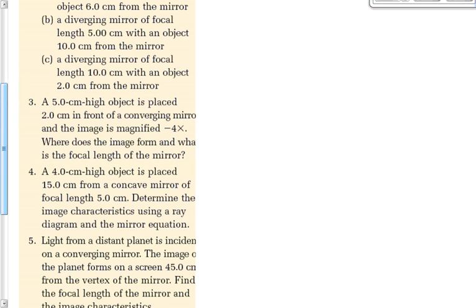3 says a 5 centimeter high object is placed 2 centimeters from a converging mirror. Now, it doesn't say whether this object is right side up or upside down. But remember what we said. Hey, if it doesn't say otherwise, let's assume that the object is right side up. I'm going to circle that converging mirror, and I'm going to write a little note here that says F is positive, just to remind me of that. Whenever I see converging, whether it's in the context of mirrors or lenses, as we do in a couple of days, then we're going to make that a positive F. The magnification is -4. Okay, that's a big deal too. Where does the image form, and what is the focal length of the mirror? In other words, we're looking for DI, and we're looking for F.